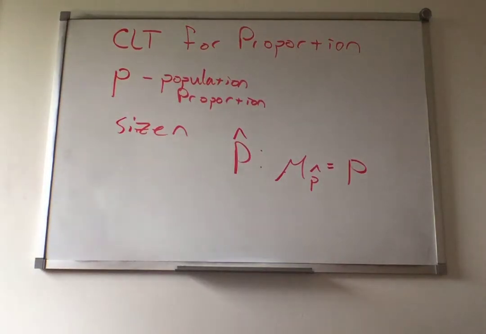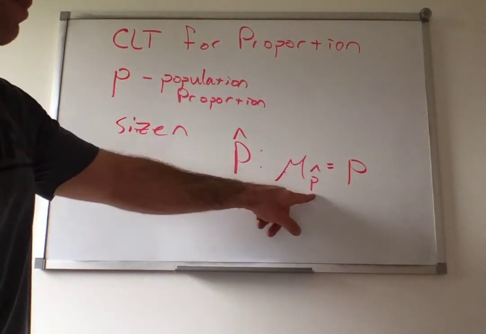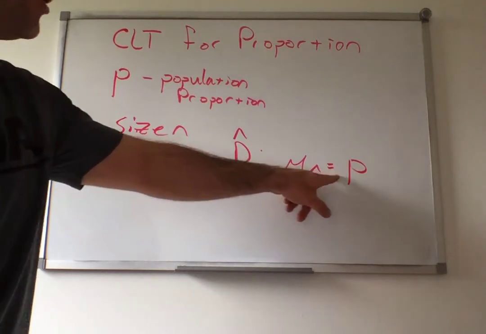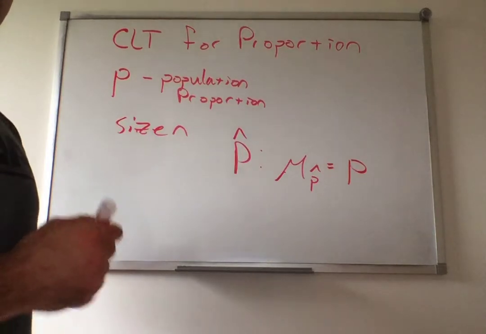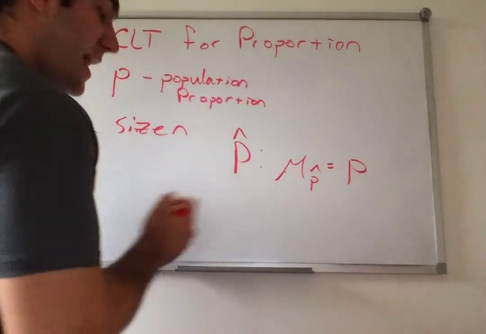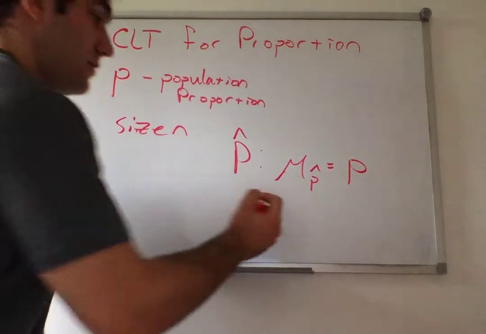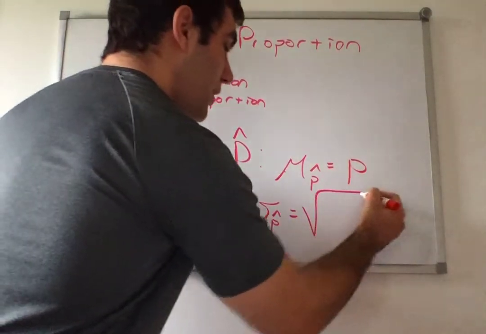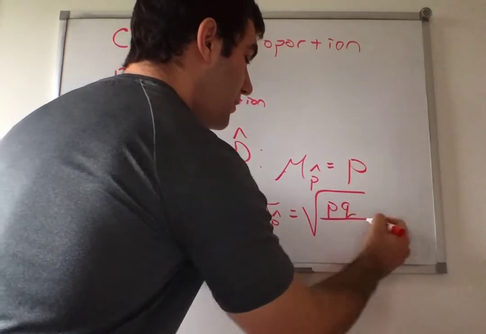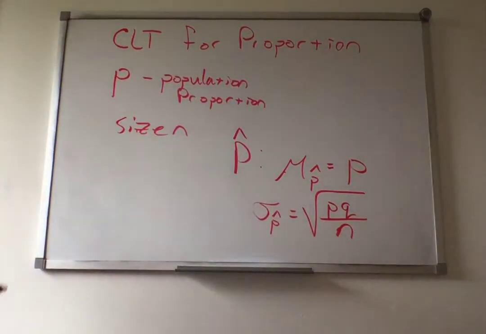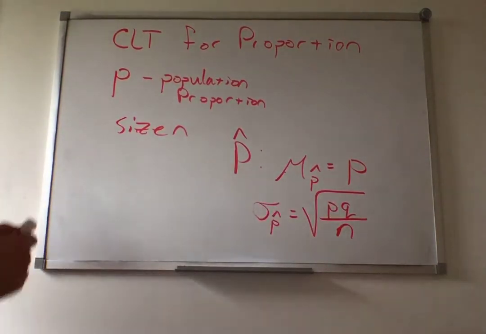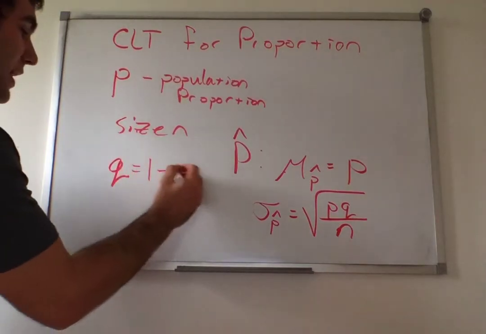Okay? Very much like the central limit theorem for means. The average for the sampling distribution, still the sampling distribution just for proportions, should be equal to the population proportion. Now, the standard deviation for p hat is equal to the square root of p q divided by n. Remember, q is just 1 minus p. It's the complement of p. You could write that over here. q is equal to 1 minus p.